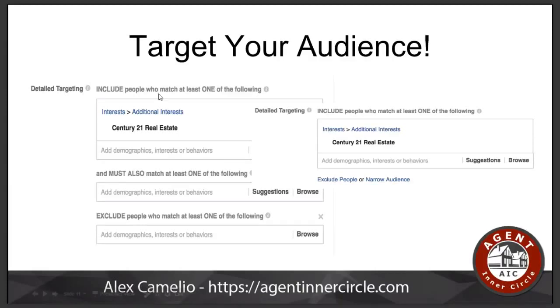Actually, before I get to that, we'll go into interests a little bit. Same sort of thing as companies. You can target people's interests and either add specific interests or remove specific interests from the feed, right? So include people who match.